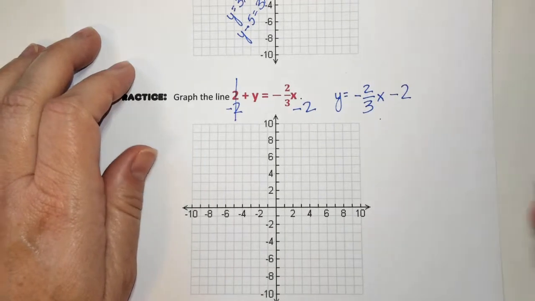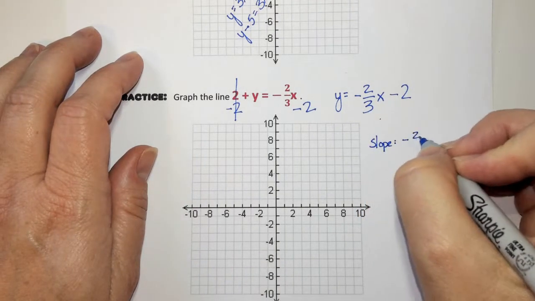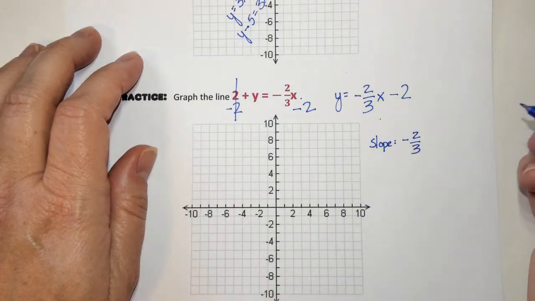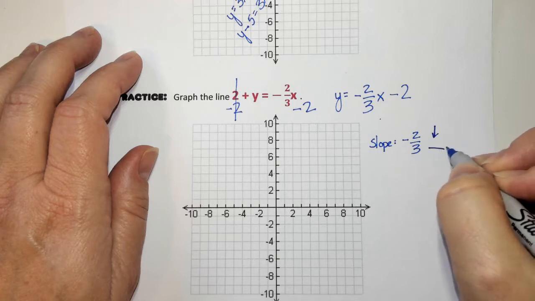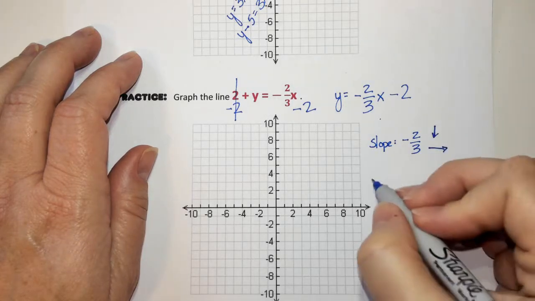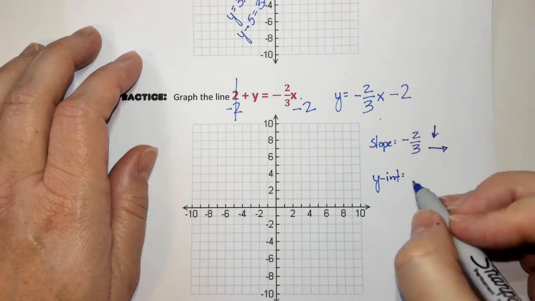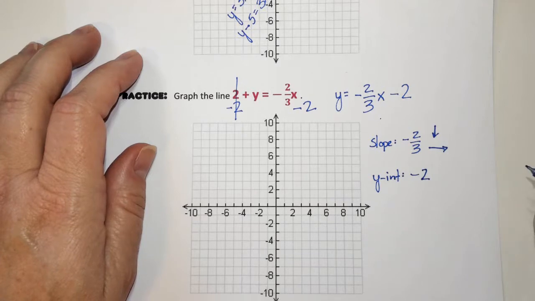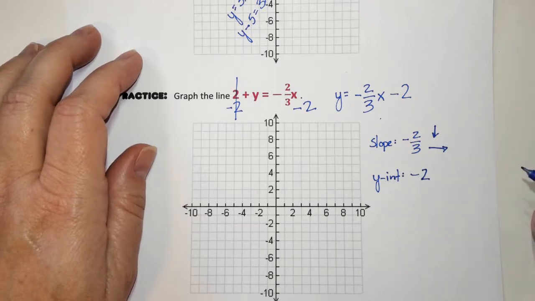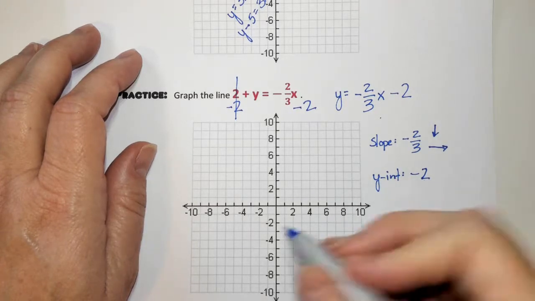All right, got a lot of negatives here. So then our slope, negative 2 over 3. This time I'm going to drop 2 because it's negative and run 3. Y-intercept here, negative 2. Well, to graph a line, we need 2 points. I don't see 2 points, but I actually do see one. Here it is, the y-intercept at negative 2.